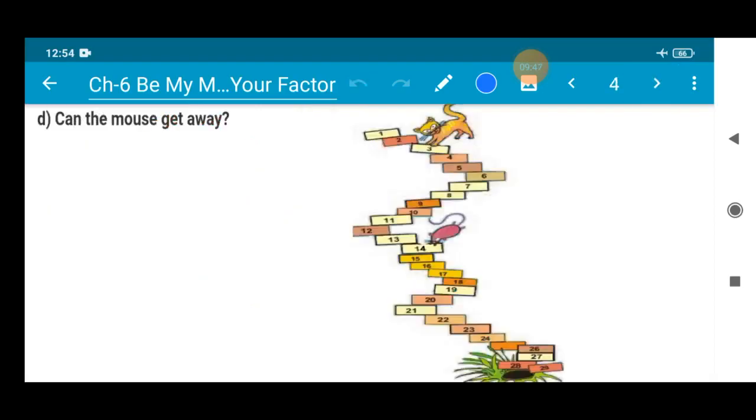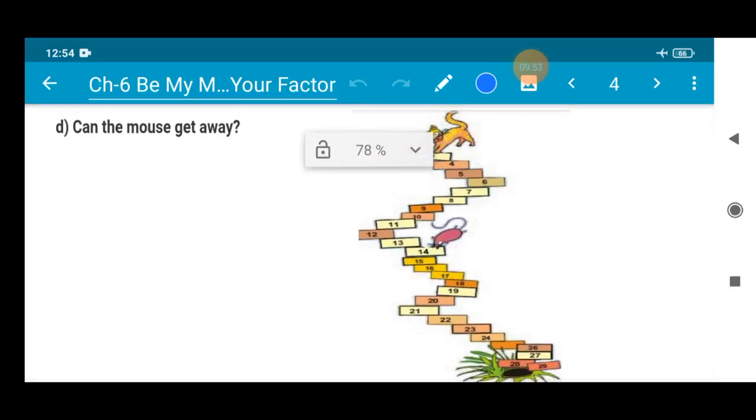All right, now proceeding to part D. Can the mouse get away? Did you find anywhere that the mouse is running late or the cat is very fast? No, it was not like that. You easily saw that at no step did the cat meet the mouse. So yes, the mouse was successful in getting away from the cat.